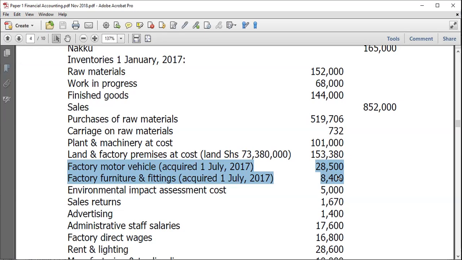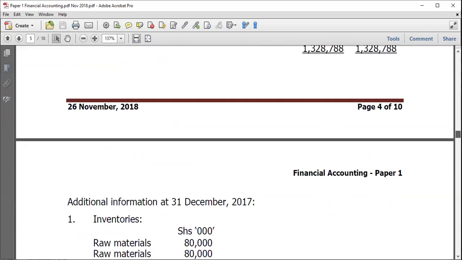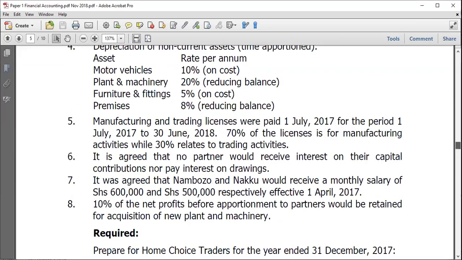And then the other is where we charge depreciation based on time apportionment. When I say time apportionment, it means that if a motor vehicle was bought on 1st July 2017, when we are charging its depreciation, we basically charge for only 6 months up to the end of the year. So I'll be able to find that, and it should be mentioned by the examiner somewhere, which is here.